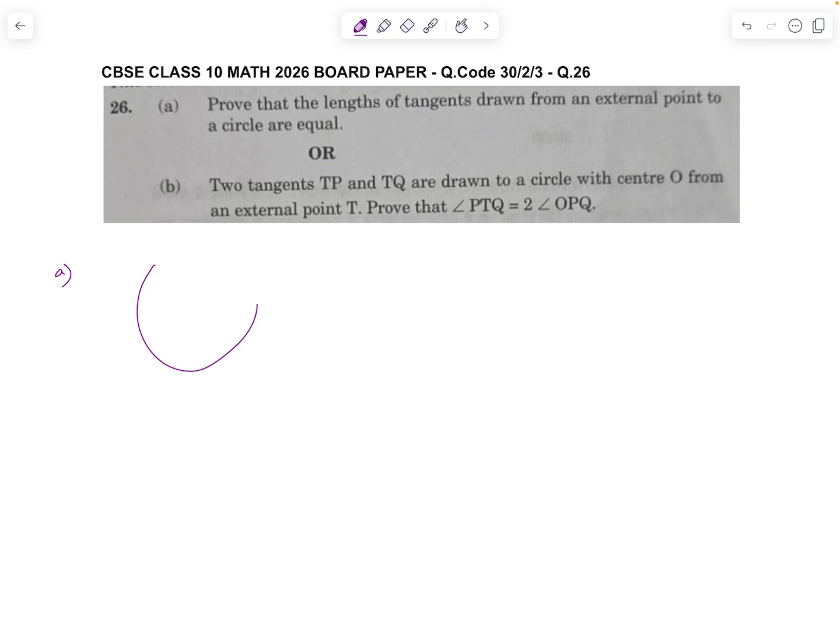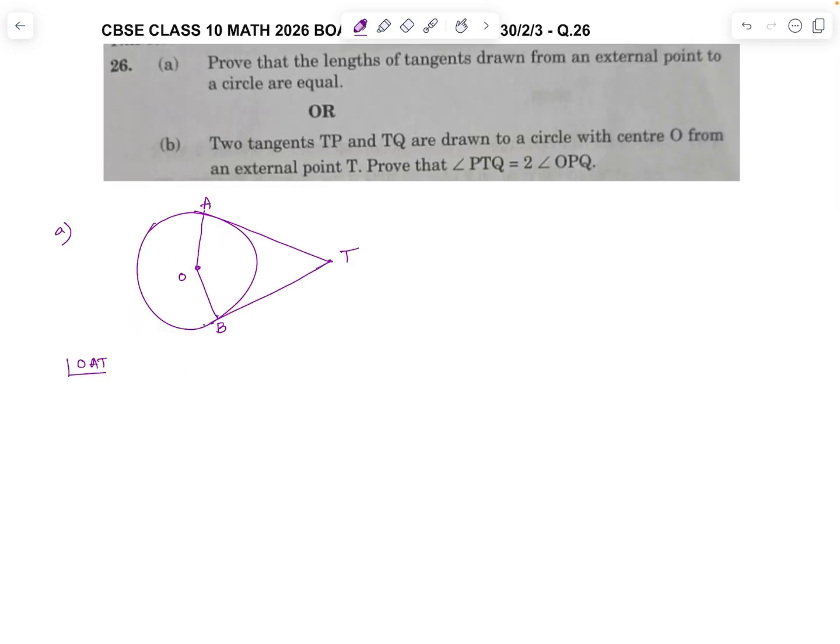Let's draw a rough sketch of a circle with center O. Let T be a point outside the circle. TA and TB are the tangents to the circle touching the circle at A and B. Now join OA and OB. Here angle OAT and OBT are 90 degrees, that is these two angles. The reason being radius is perpendicular to the tangent at the point of contact.